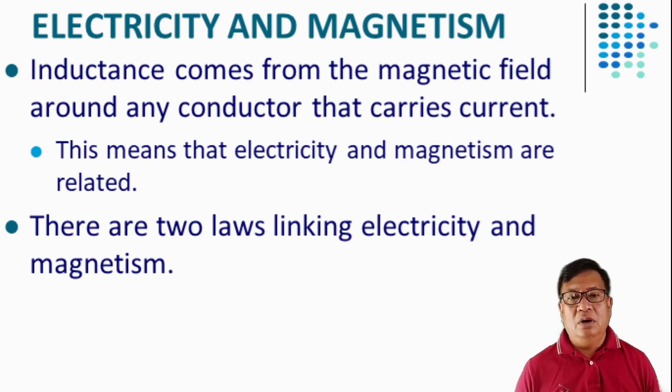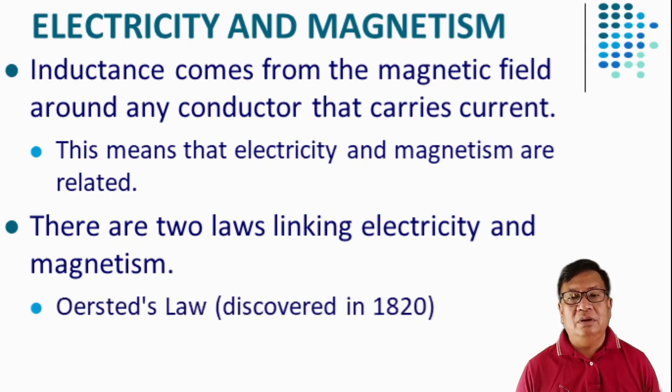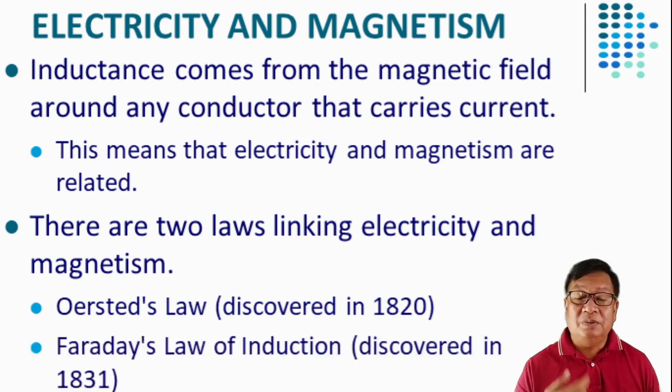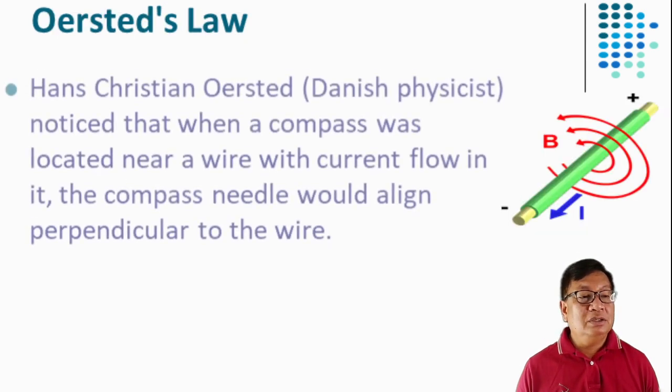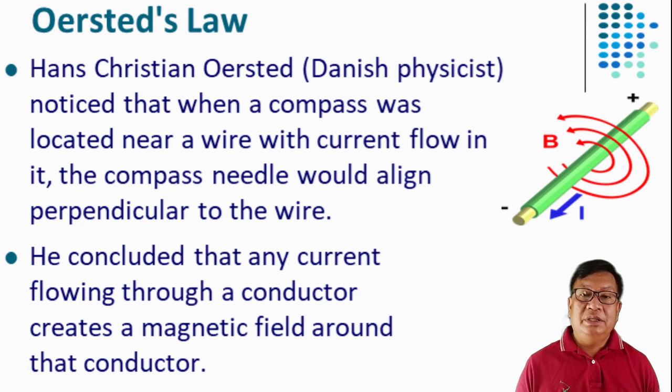There are two laws linking electricity and magnetism. Yung una po ay yung Ørsted's law, and the other one is Faraday's law. Tinatawag po natin tong Faraday's law of induction. It was discovered in 1831. Okay, so we have this Ørsted's law. Unang-una, ito pong law ay pinoformulate ni Hans Christian Ørsted. He is a Danish physicist, no?